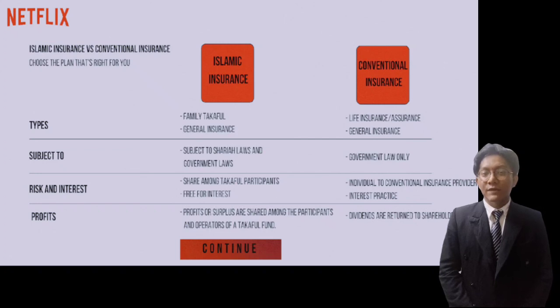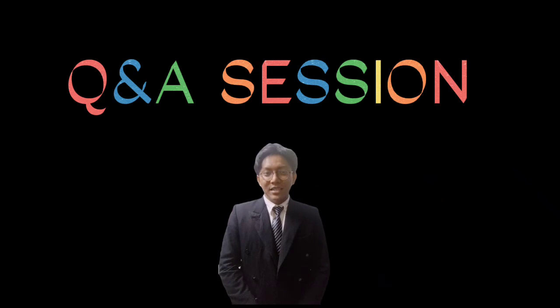And lastly, for the profits, if there is extra money because of low claim rates by the insurer, it will be distributed equally to the participants, while the profits from the investment will be distributed to both participants and shareholders. That's all from us, and thank you.